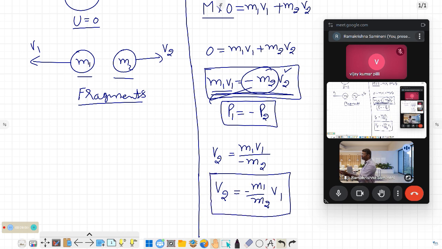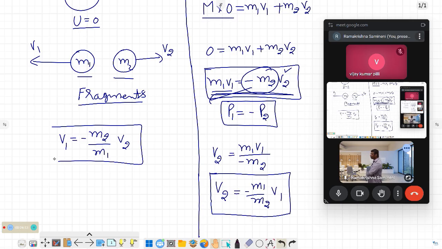If you want to write the velocity of the first fragment, I can write from the same equation. v1 is equal to minus m2 by m1 into v2. Look at this, it is just the reciprocal. This is the way you can apply the concepts in the problems.